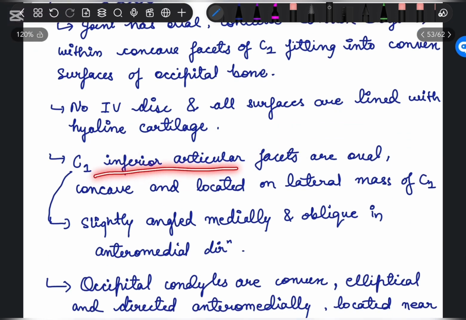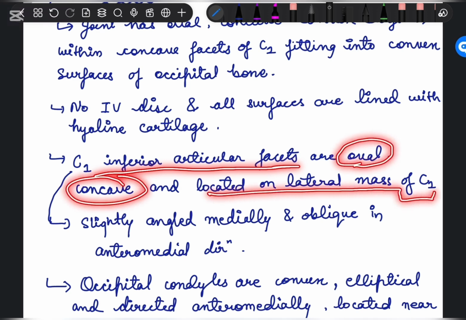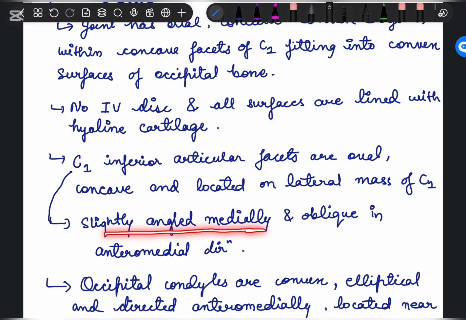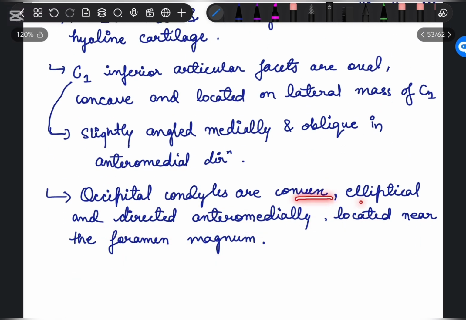The C1 inferior articular facets are oval, concave, and located on the lateral mass of C1, and these are slightly angled medially and oblique in an anteromedial direction. The occipital condyles are convex, elliptical, and directed anteromedially, located near the foramen magnum.